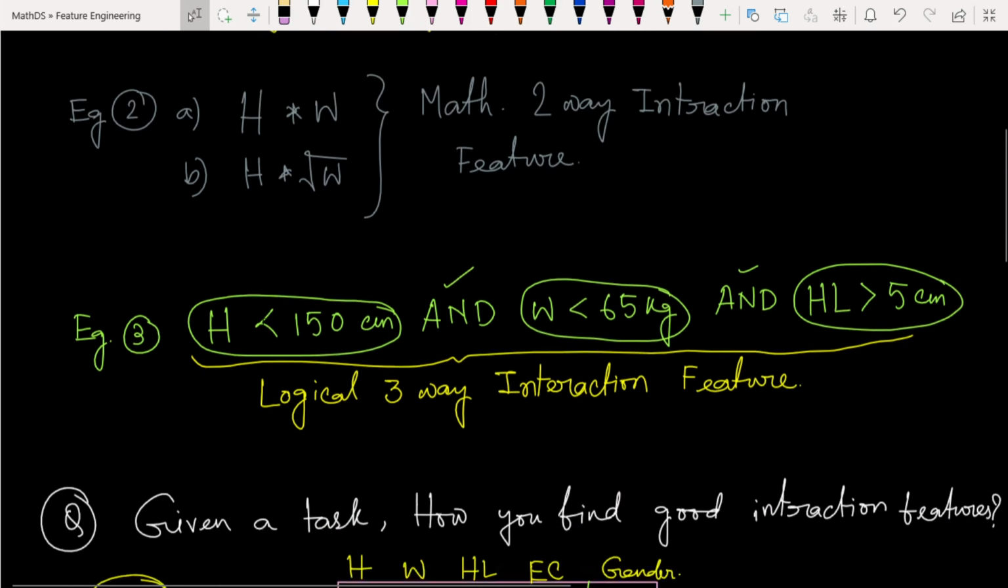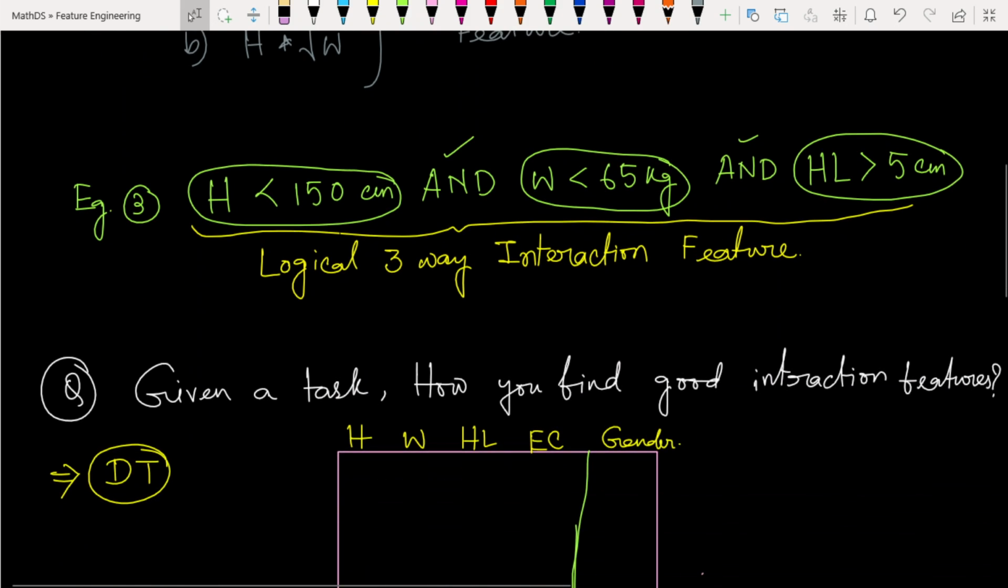Now let's see the third example. Suppose for a particular problem we require such an interaction. Here we have taken three features: height, weight, as well as hair length. In such a scenario, we have a specific threshold for height, a specific threshold for weight, and also a specific threshold for hair length, and we have interacted between each feature by using the logical operator. Because of this, this kind of interaction feature is called a logical three-way interaction feature.